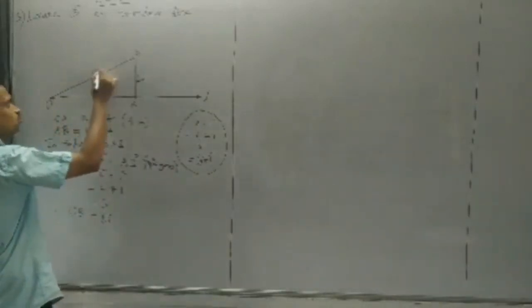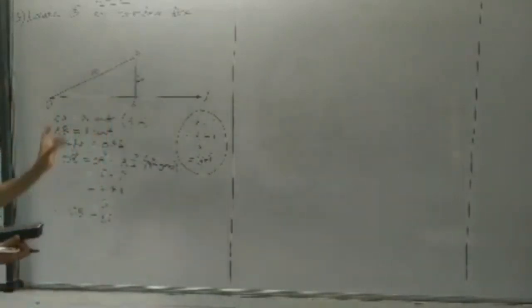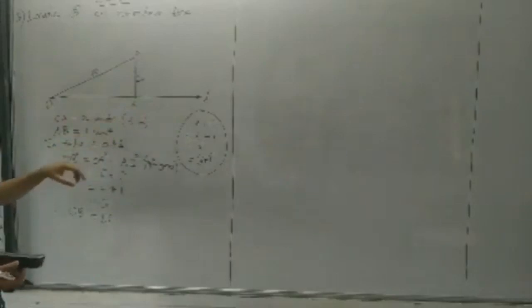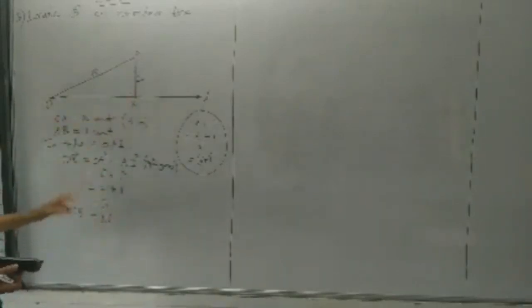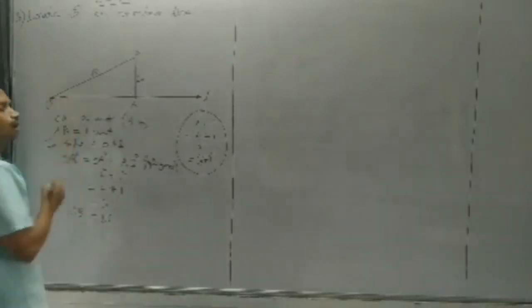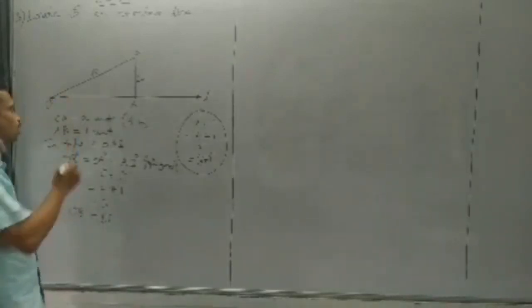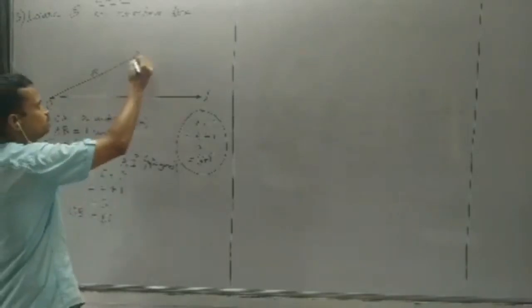So this is called root 5. For root 5 you have to take OA as 2 units and AB as 1 unit. Then we get 2 square plus 1 square, that is 5. So after taking square root we get root 5. Clear? So this is the way of locating root 5. How to locate it? The same way, keeping the compass pointer at O and OB as radius, draw an arc.